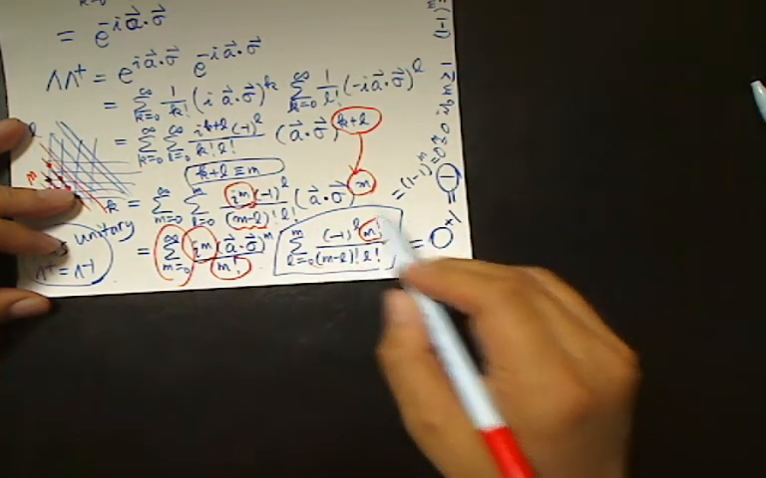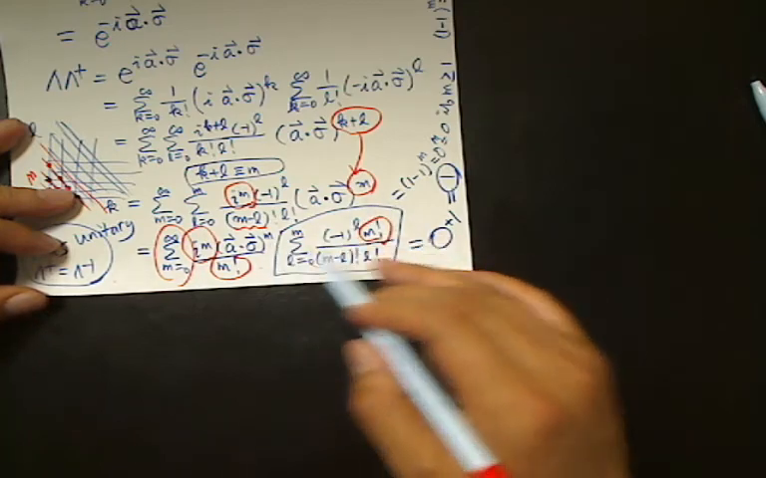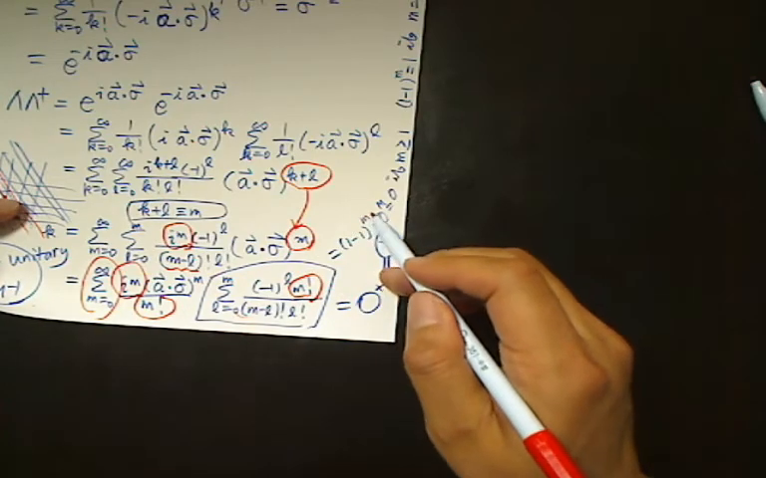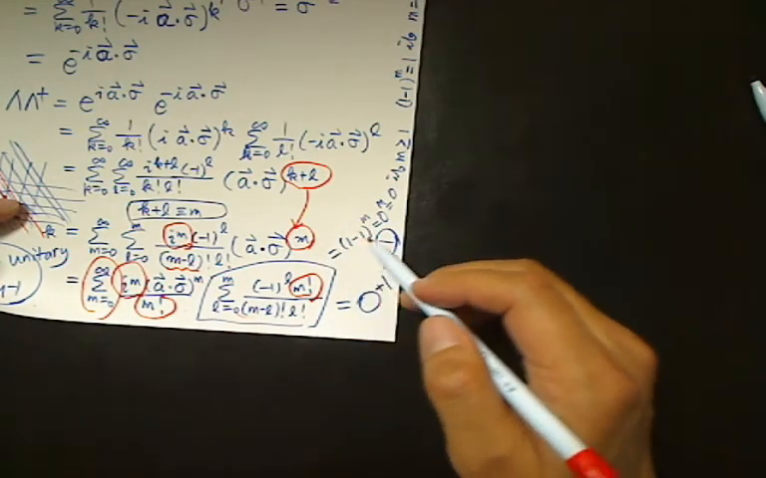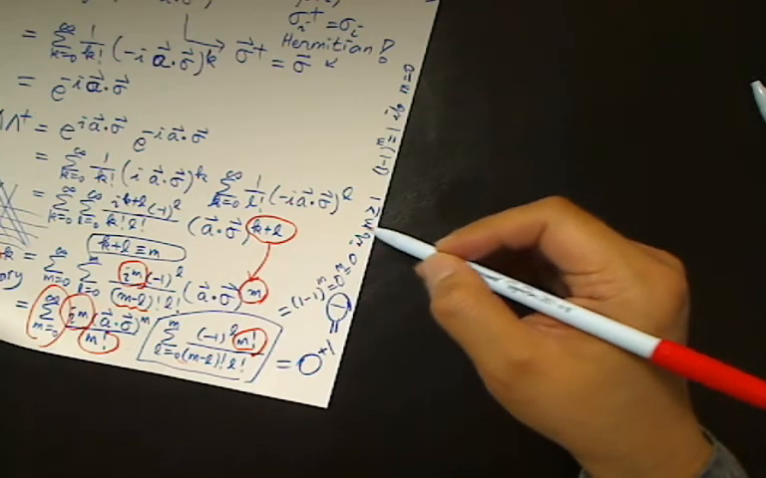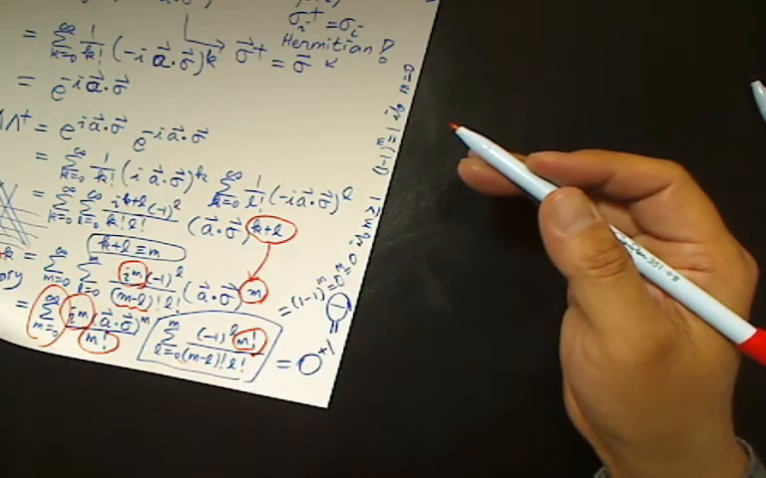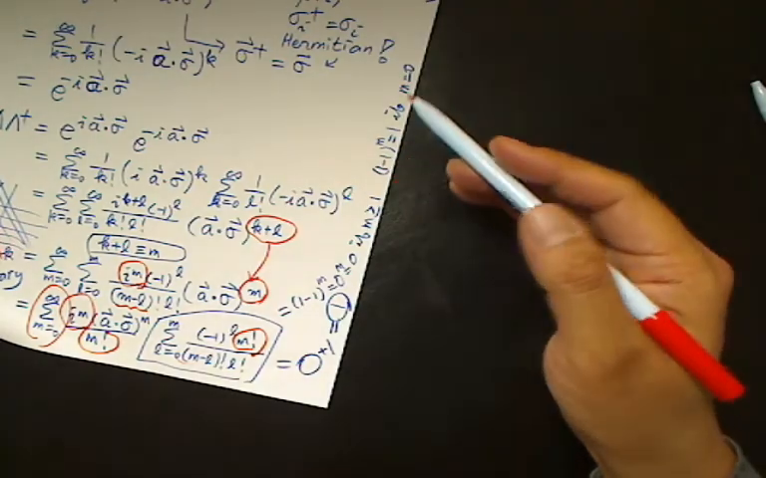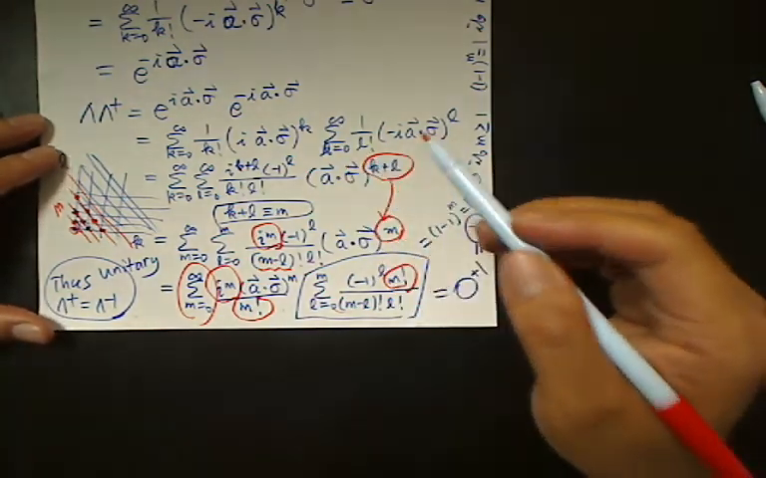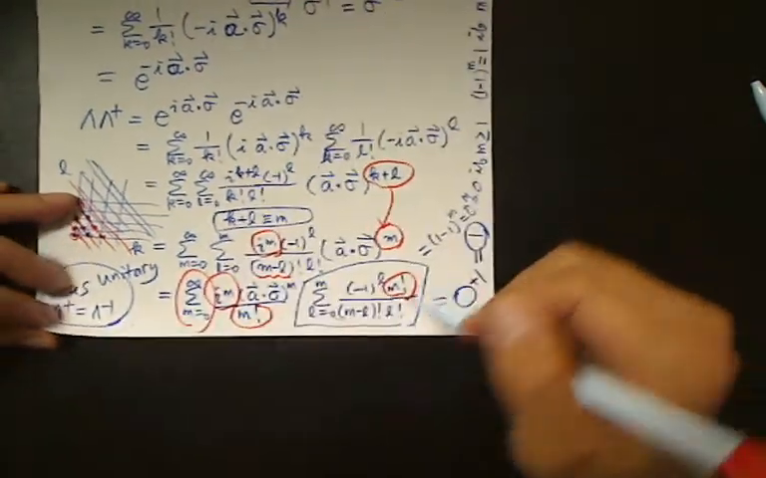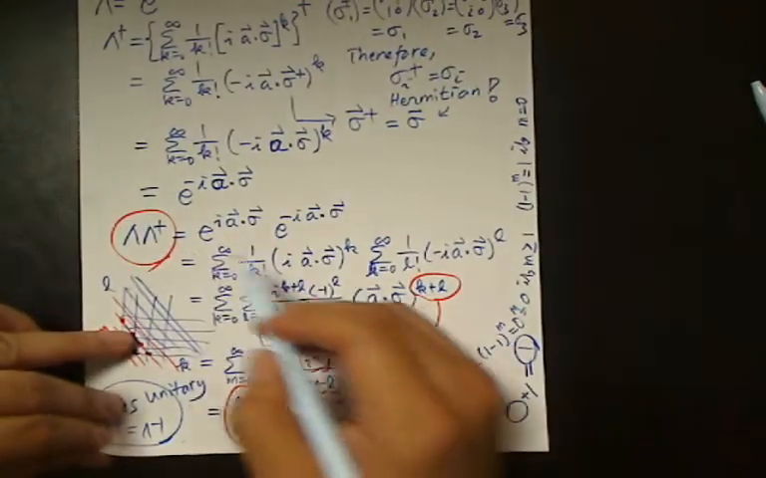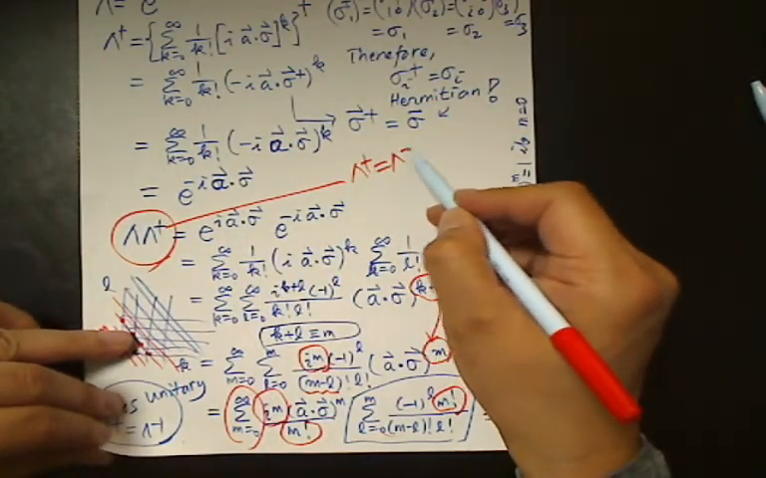But this one, we find this is a binomial expansion. Binomial expansion of (1 minus 1) to the mth power. And this one survives, l goes from 0 to m. And if m is greater than or equal to 1, then everything vanishes. But it survives only if m equals 0, that's the initial term, where both k and l are equal to 0. That is, lambda lambda dagger should be 1. That means lambda dagger is the inverse.